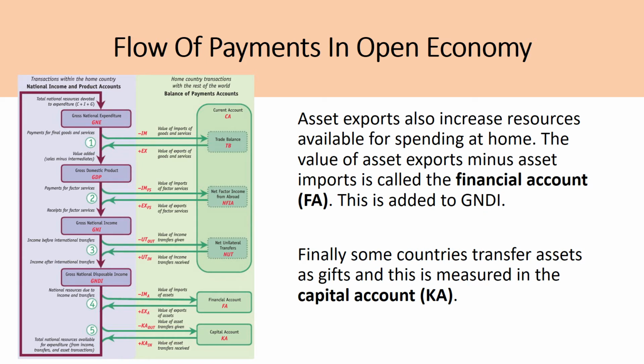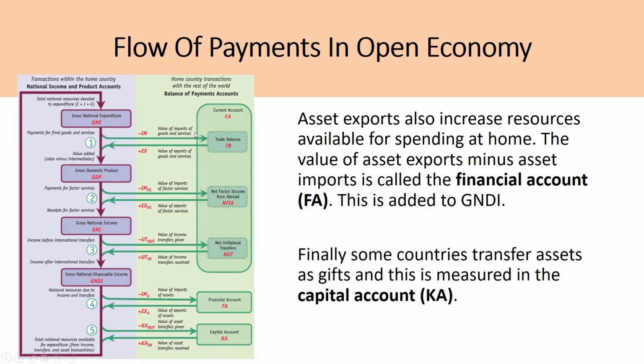So asset exports also increase resources available for spending at home. The value of asset exports minus asset imports is called the financial account. This is added to GNDI, so gross national disposable income. So in addition to the current account, which is made up of the trade balance, net factor income from abroad, and net unilateral transfers, there's the financial account.